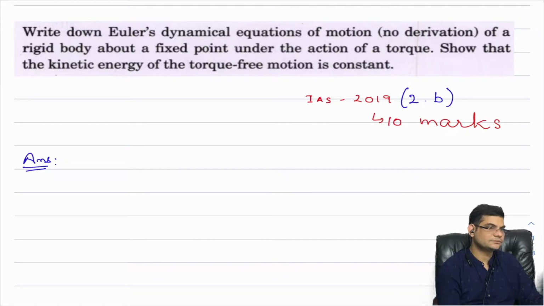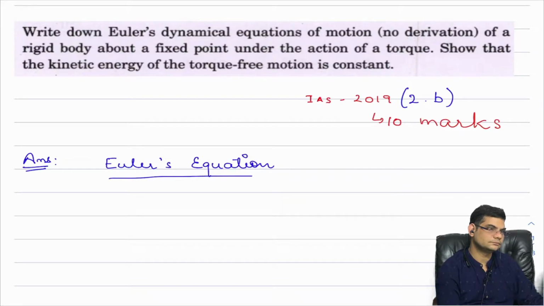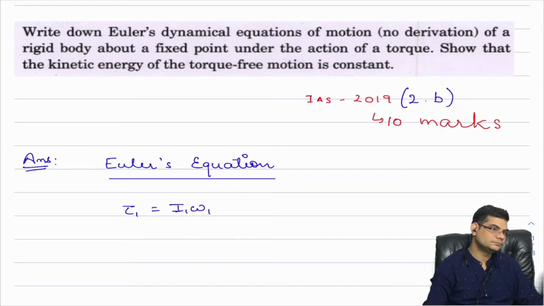Now Euler's equation. Tau 1 is equal to I1 omega 1 dot plus I3 minus I2 omega 2 omega 3.